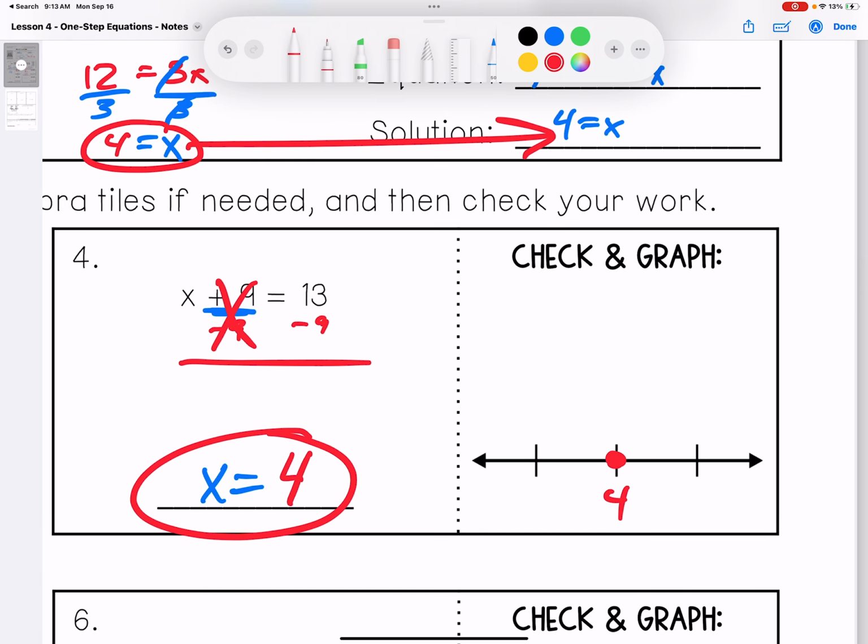So we'll come over here and graph that. Now, also, they want us to plug it back in. Okay? So plug in 4 where x is. So we have x plus 9 equals 13. We're going to plug 4 in for that x, so it becomes 4 plus 9 equals 13. Does 13 equal 13? Check. It does.